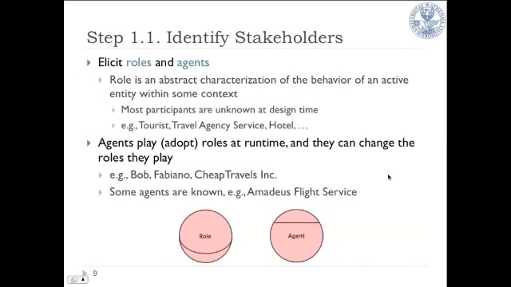So for instance, agents refer to concrete entities operating in the system. So it would be Elda, Fabiano, Chip Travels Incorporation being this given known travel agency in the system. And some of these agents are known. So for instance, we know already from our stakeholders when trying to build the system that the Chip Travels Incorporation always relies on the Amadeus flight service to book flights. Therefore, we can represent that in terms of an agent.